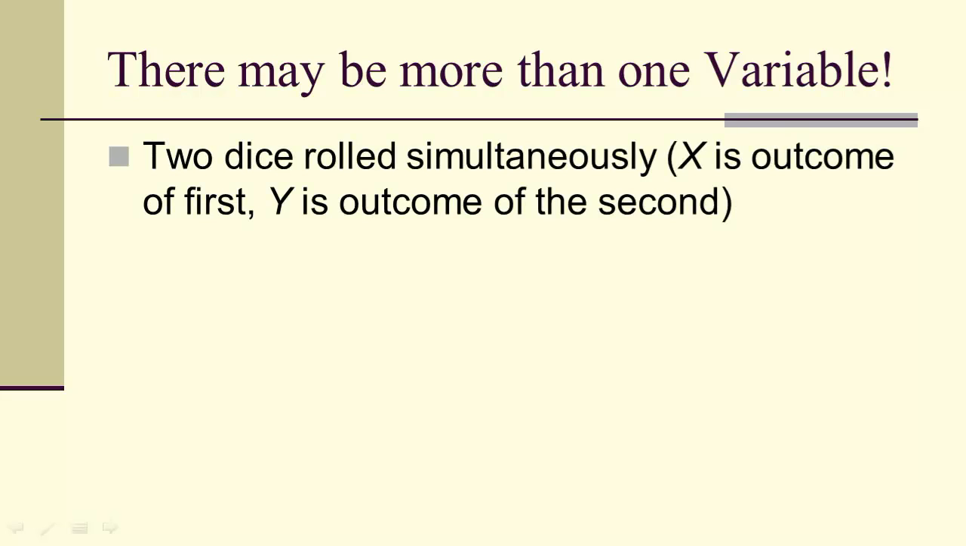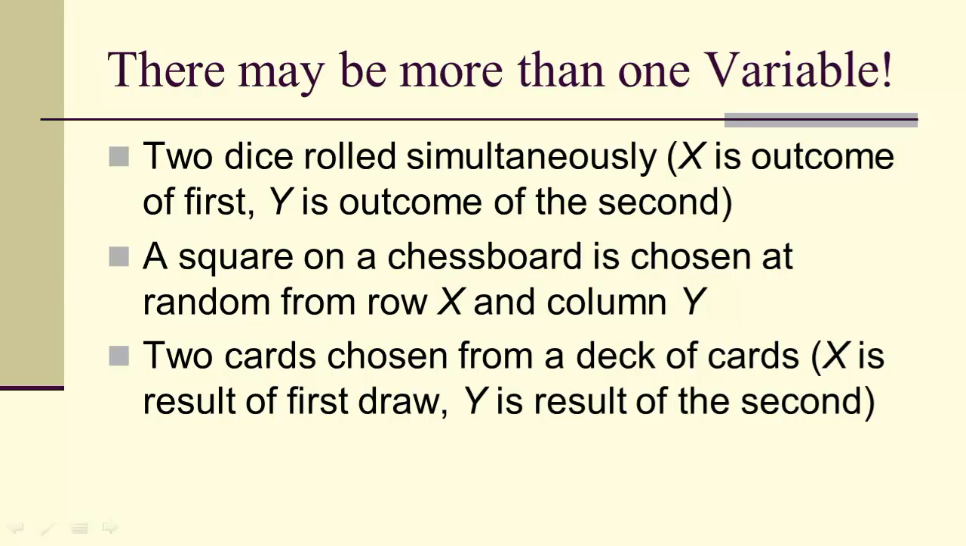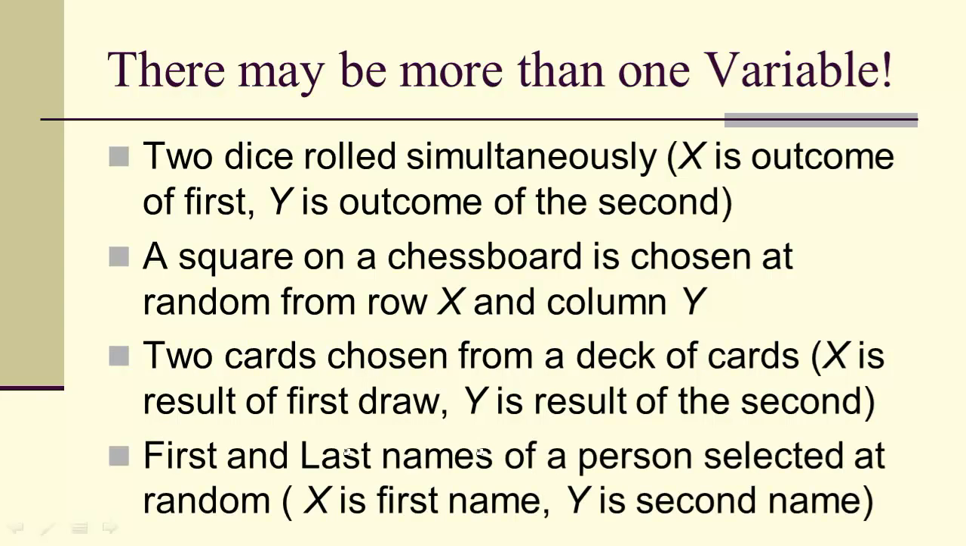We often have more than one variable. For instance, if we roll 2 dice simultaneously, then we'd have X be the outcome of the first and Y would be the outcome of the second. If we had a square on a chessboard, we might choose that square at random from row X and column Y. If we draw 2 cards from a deck, X is the result of the first, Y the second. First and last names of a person selected at random: X is the first, Y is the second.